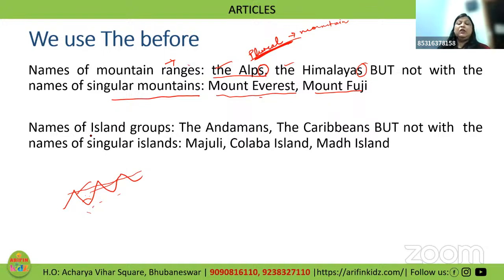The names of island groups. Again, how would you know whether it is a group or a singular island? You will find plurals. Okay, so the Andamans, the Caribbeans. Andamans is in India, right? Yes. And the Caribbean islands are in which continent? America. Okay, moving on, but not with the names of singular islands. So Majuli is in Assam, and this is in Maharashtra. Mud is also in Maharashtra.